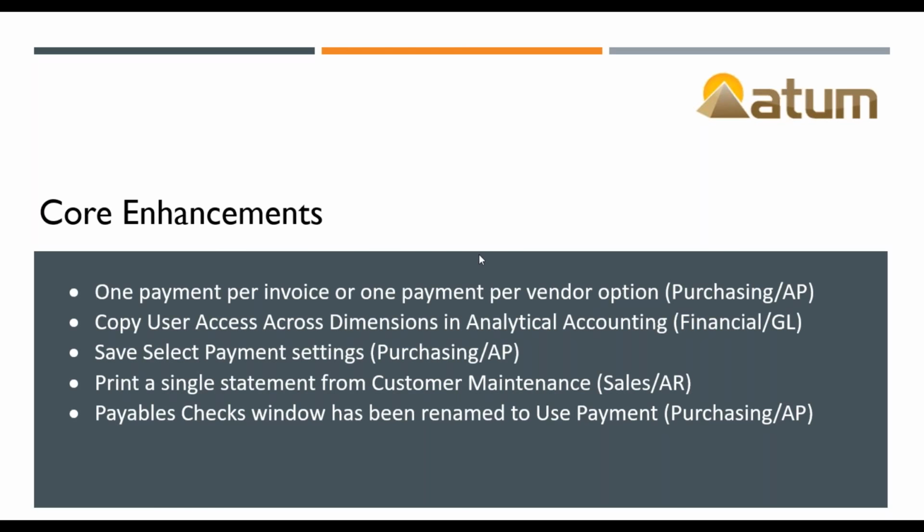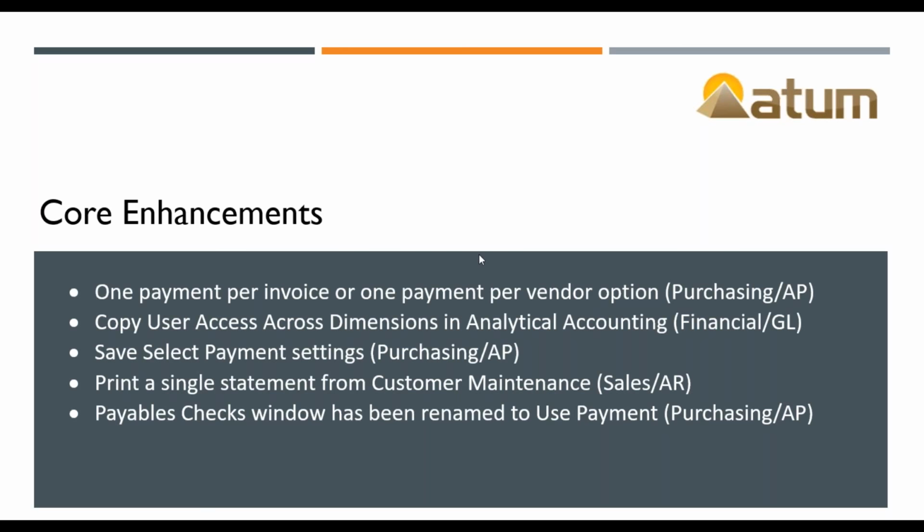All right. The other thing we have, one of the big ones for the core enhancements, is printing single statements from the customer maintenance screen. So GP will now allow you to print customer statements, and the statements can be printed into a PDF format, and from there you can email those statements out if you like, or you can print them and attach them to the invoice itself. The statement will use the format that's been assigned in the receivables setup window, and you can always go in and customize those templates. So if you want a different template, something that matches your business, you can obviously go in and do that.